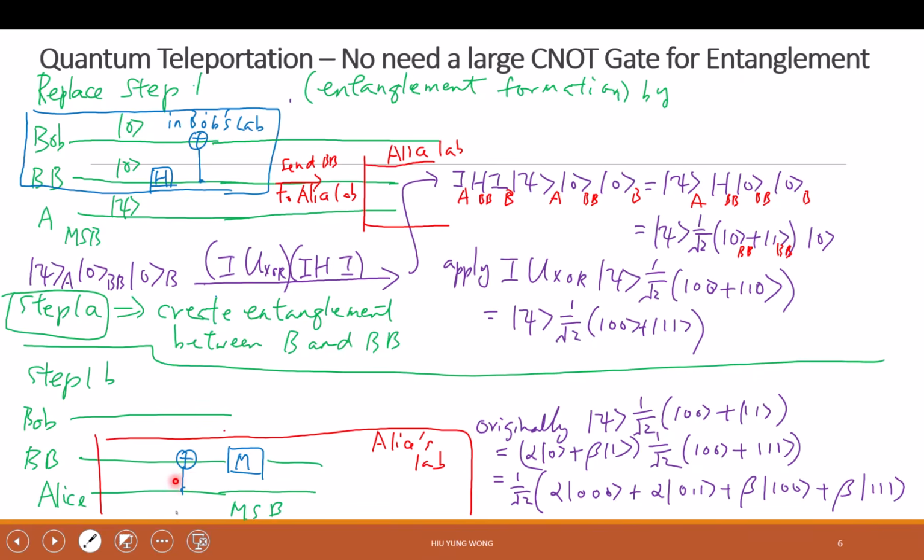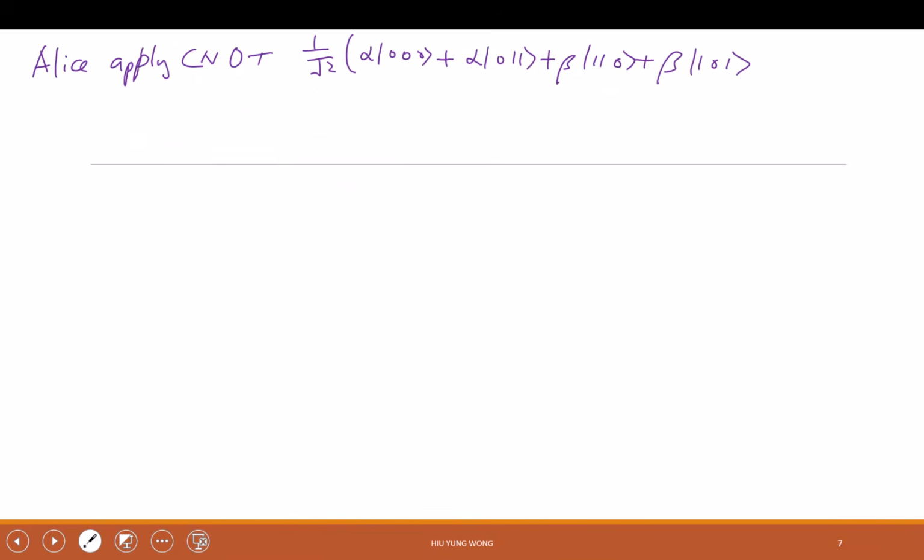MSB, Alex, right? Which one is the target qubit? The middle one, BB, right? So let me remind you, A is control, B is target. So after applying CNOT, what happened to the first term, alpha 000? Nothing, because the control qubit is 0, so the target qubit does nothing.